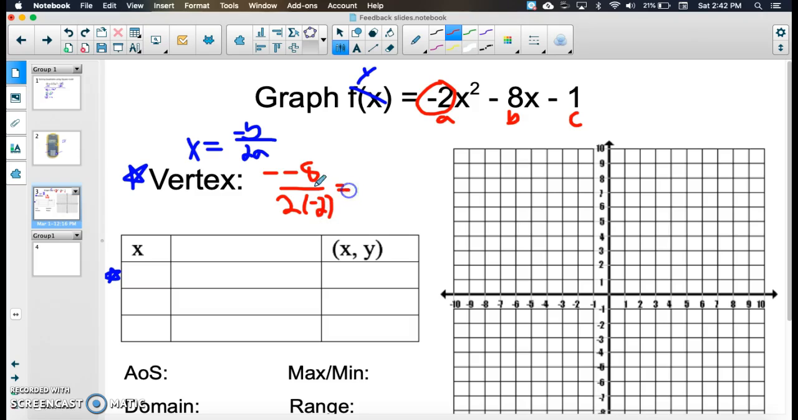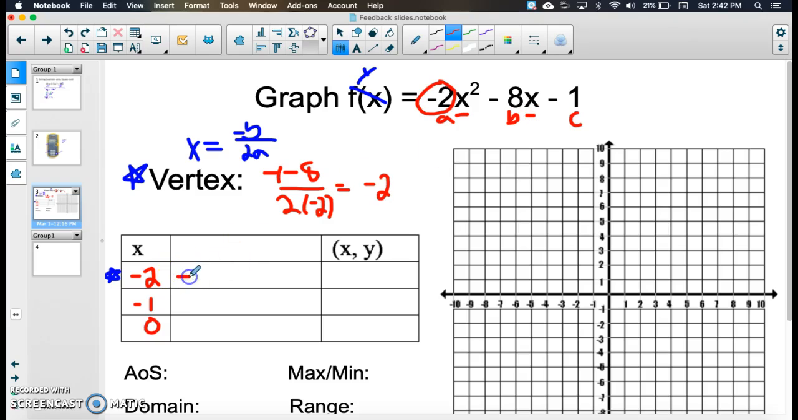When simplifying this, negative 8 becomes positive 8. Positive 8 divided by negative 4 is going to be negative 2. So negative 2 is the first number that would go in our chart. And then you pick two numbers directly bigger than negative 2, or directly smaller. I'm going to do directly bigger, so I'm going to do negative 1 and 0. Then those are the numbers that you're going to plug in for x in our equation.